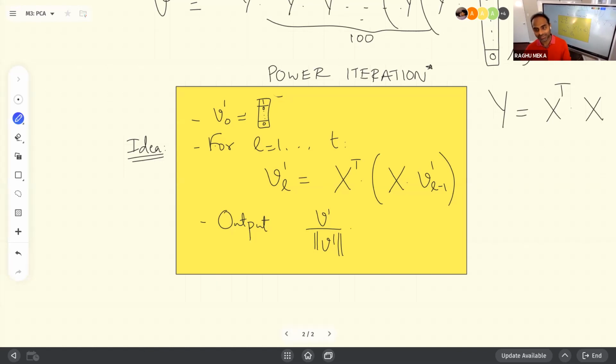And in the next lecture we'll understand how it performs when we apply it to compute the first singular vector. Okay? So this is our approach for computing the first singular vector, and we'll study it in more depth in the next lecture.